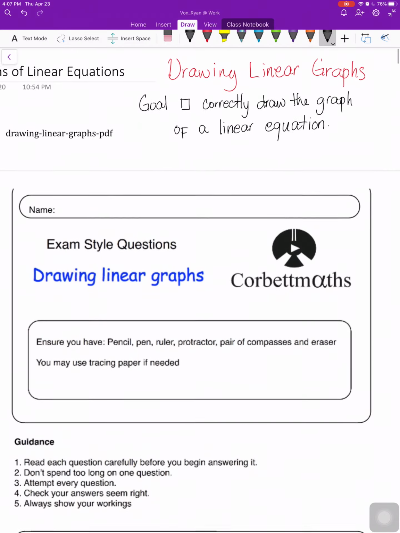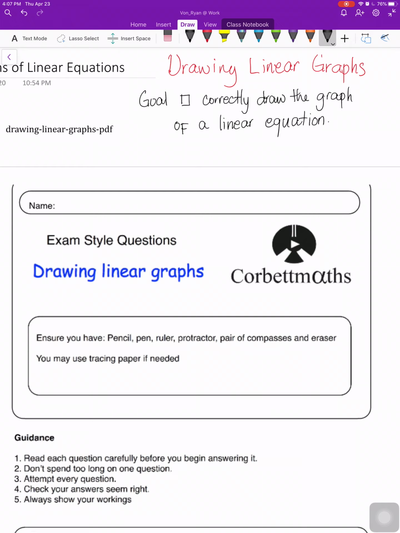And so let's see if we have achieved our goal for the day. We said that we wanted to correctly draw the graph of a linear equation. In this case, we used the table method to do that, and we have achieved that, so we say that the goal has been achieved. Thank you.